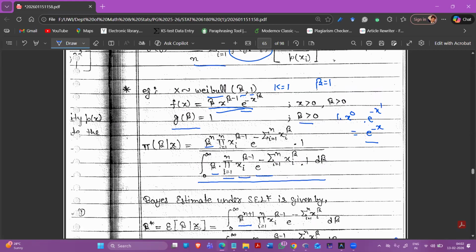After that, we need to find the posterior density. Now, I asked you earlier, can you solve this integral, the denominator part, in closed form? No, you cannot solve it in closed form, right? If you cannot solve this denominator part in closed form, can you find the posterior density in closed form? The posterior density is not in closed form right now. So can you find the Bayes estimate in closed form right now?